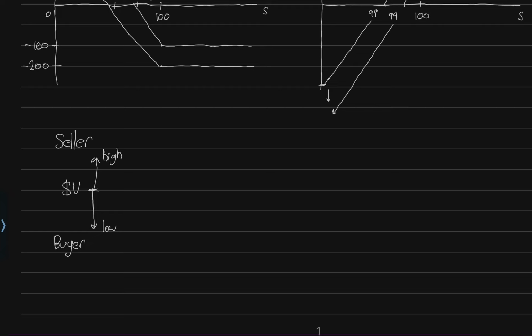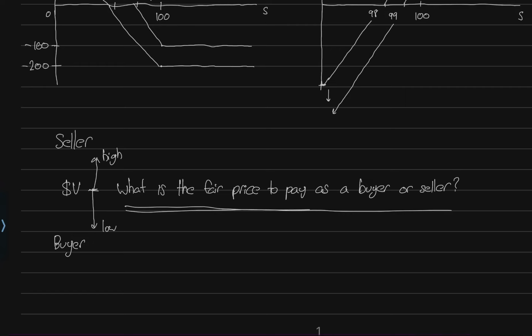So the question is, what is the fair price to pay as a buyer or a seller? And this is the question that's going to be solved using the Black-Scholes model.